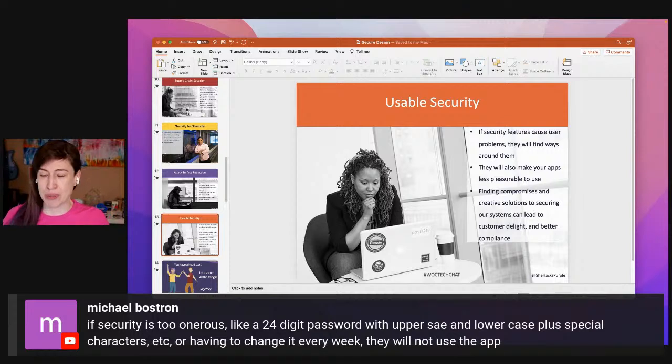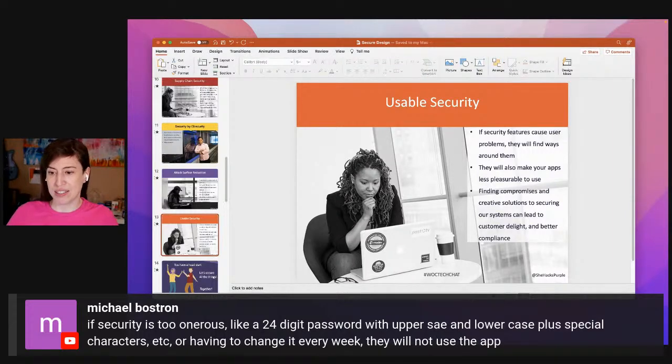Someone's saying that sounds like Apple's keychain. Yeah, it's similar to Apple's keychain, except a password manager encrypts it and requires an extra password to get in. What that means is that if you leave your computer unlocked, your password manager will still be locked.